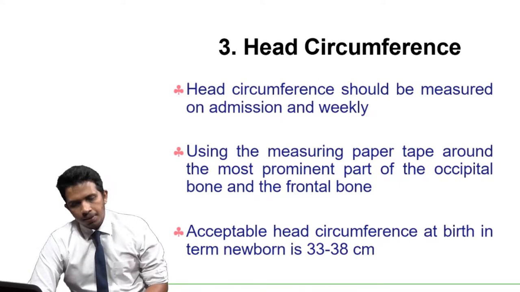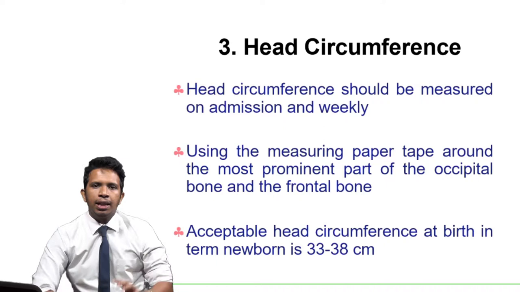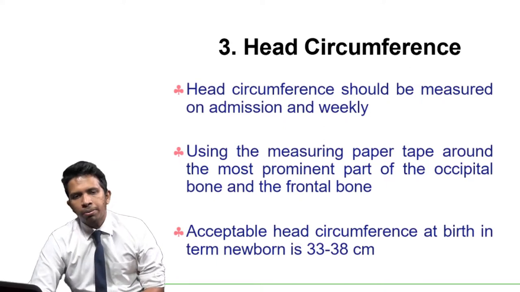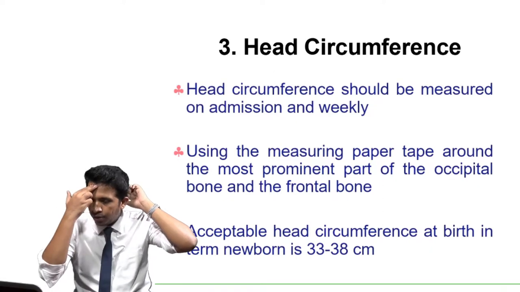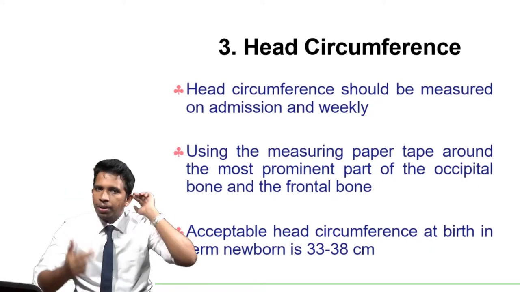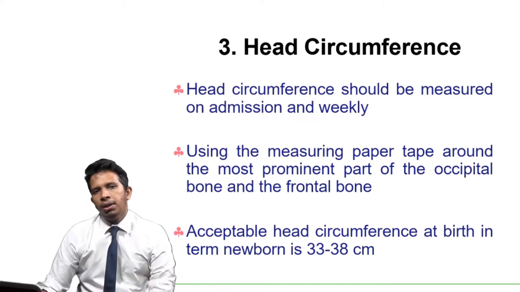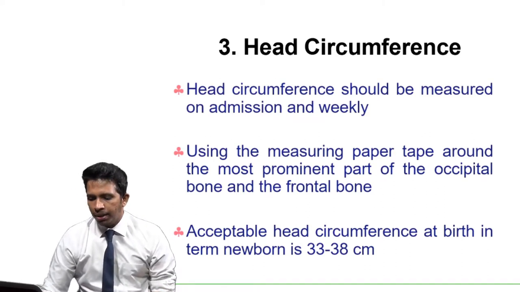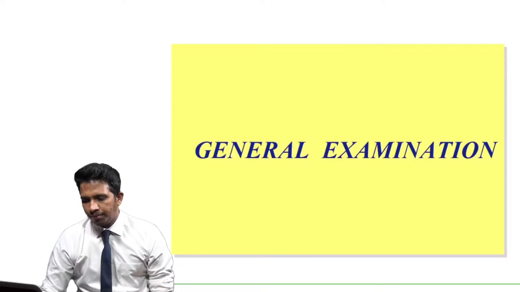Head circumference. Head circumference should be measured on admission and weekly, using a normal measuring paper tape around the most prominent part of the occipital bone, which is from the back to the front. So it should be measured from the most prominent part, from the forehead to the back of the head. Normal head circumference at birth is 33 to 38 centimeters. This is how you measure it.